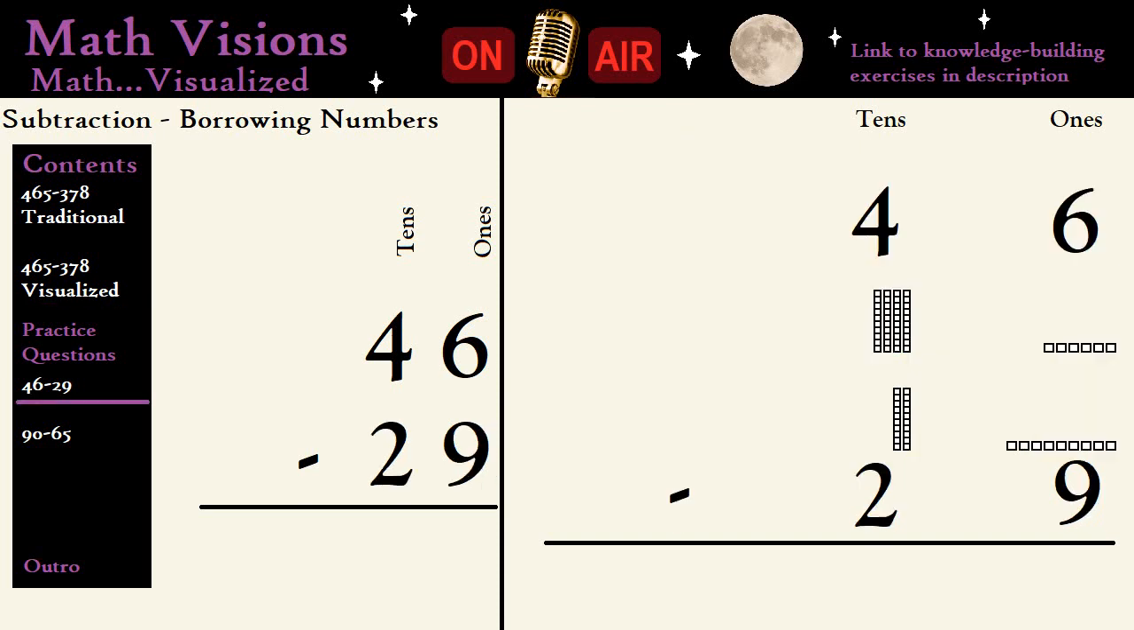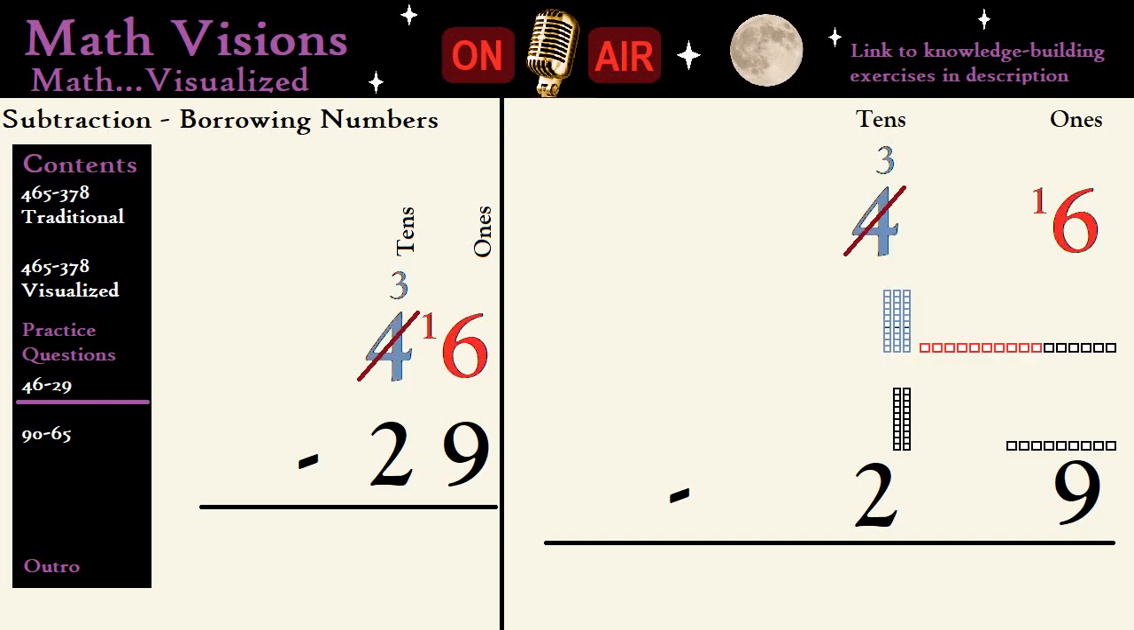Let's do another one. 46 minus 29. Do we need to borrow to solve this problem? Yes. Starting from the right, we see that 6 is less than 9. Therefore, we'll borrow 1 from the number just to the left of 6 in 46, which is 4. Our 4 becomes 3, and our 6 becomes 16.